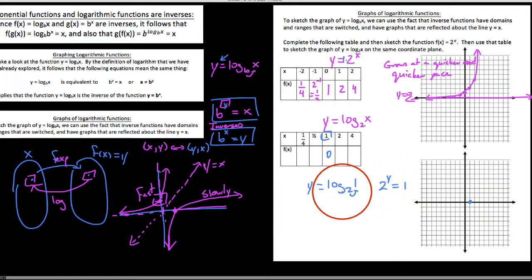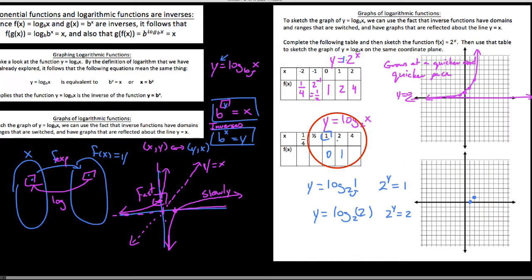What if I plugged in 2? Now, this is a good one to plug in as well, and the reason why is because the base is 2. So if I plug in a 2 right here, I'm saying, what can I take 2 to the power of to get 2? In other words, 2 to the y power equals 2, then this must be 1. So we get 2, 1. So the point 2, 1 is on our graph.